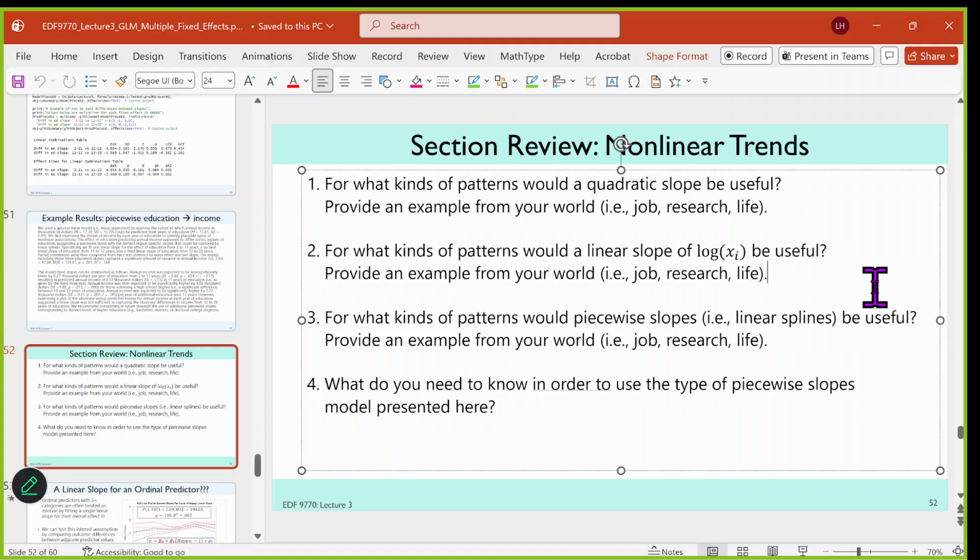What do you need to know in order to use these models? At what point that shift is either expected or happened. And all of the examples that I know for this are from longitudinal research in which time is the variable of interest.